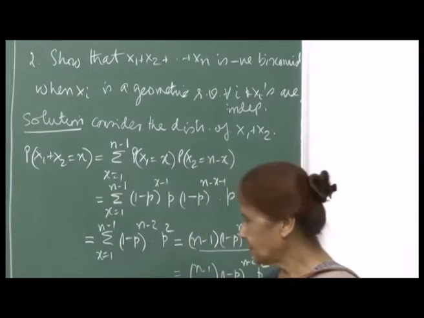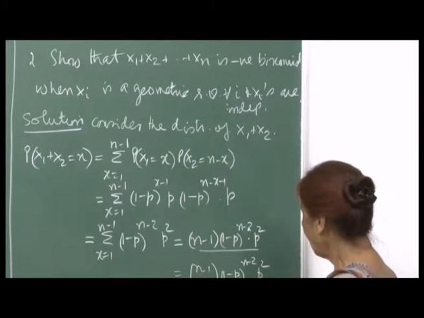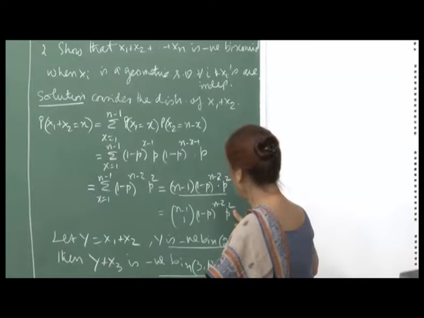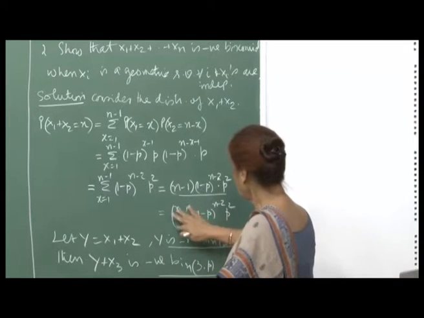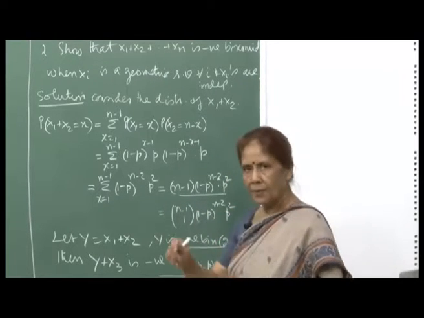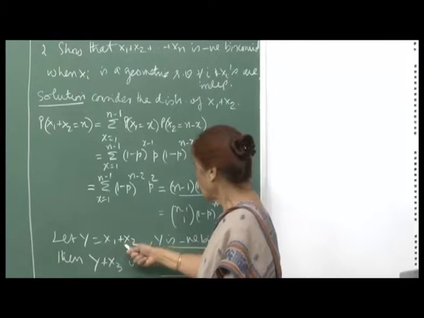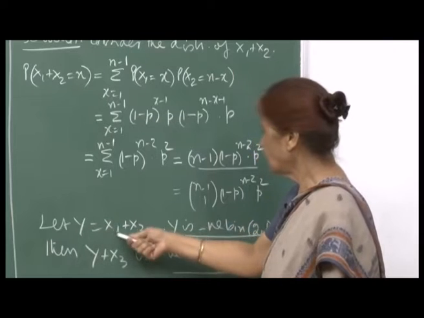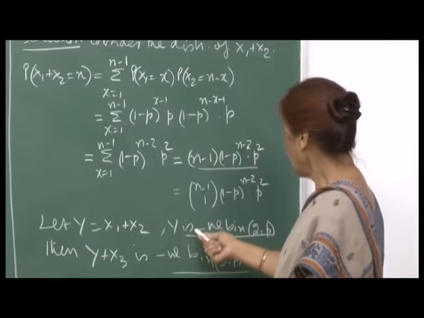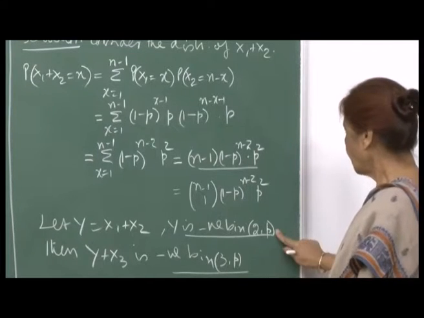The one success can occur anywhere in the n minus 1 trials. Therefore, you can write this as (n minus 1 choose 1), then (1 minus p) raised to n minus 2 and p squared. So, one success occurs anywhere in the n minus 1 trials, and then one success occurs at the end, and therefore this is the probability of 2 successes in n trials. So, if you let Y be equal to X_1 plus X_2, we have shown that Y is negative binomial with parameters 2 comma p. The probability of success is p.